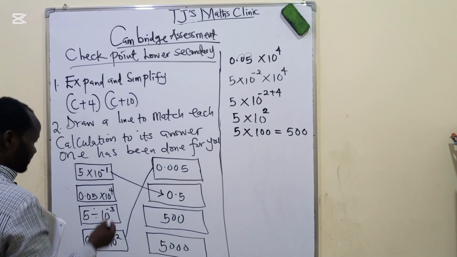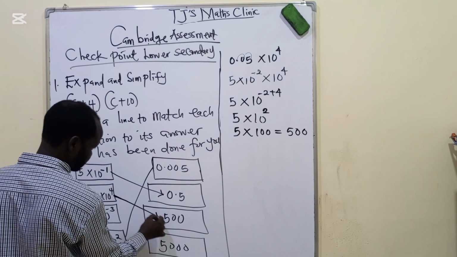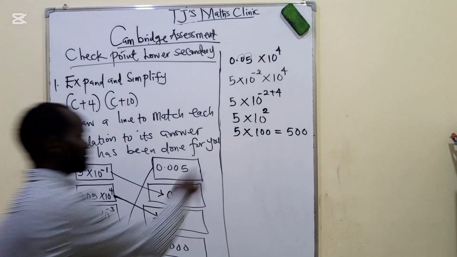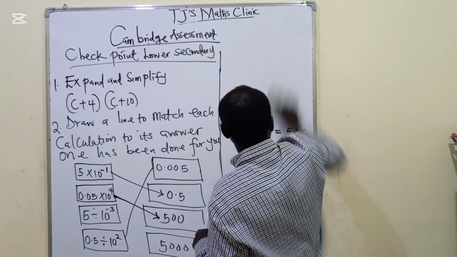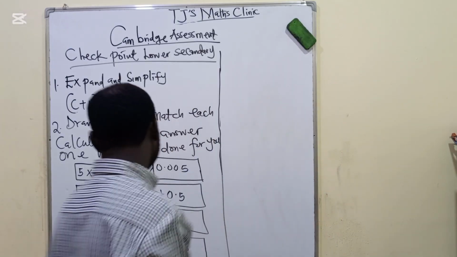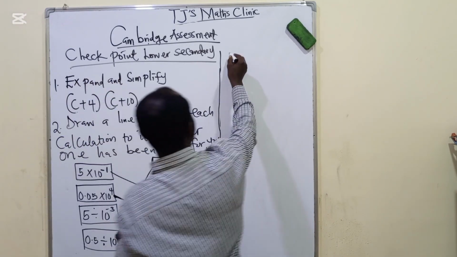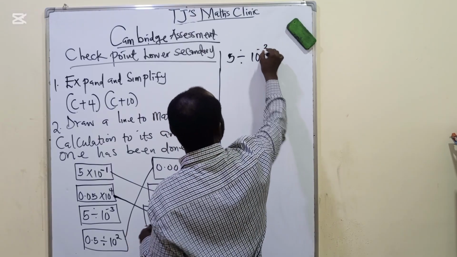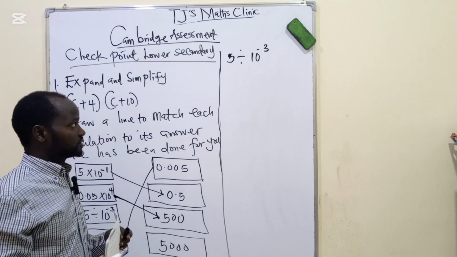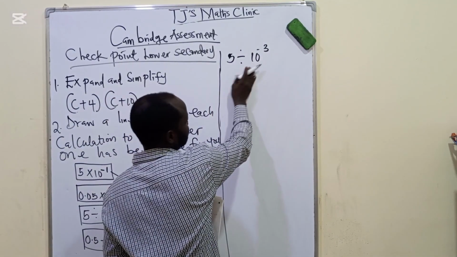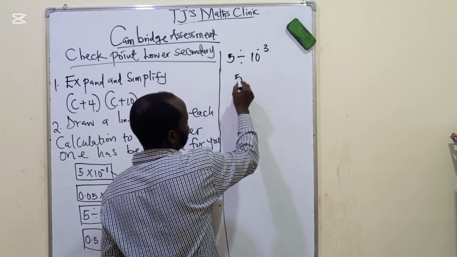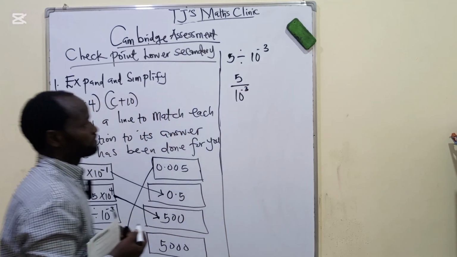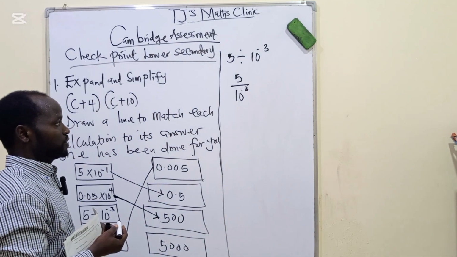We check. Why do we have 500? We match it to this one. We just have only one left, which is this third one. Let's work on that as well. We have 5 divided by 10 power minus 3. Very important.